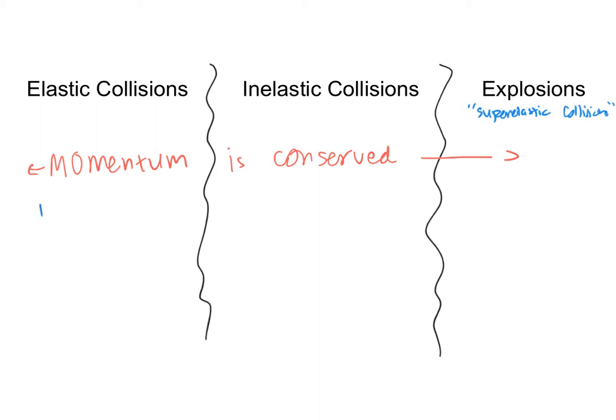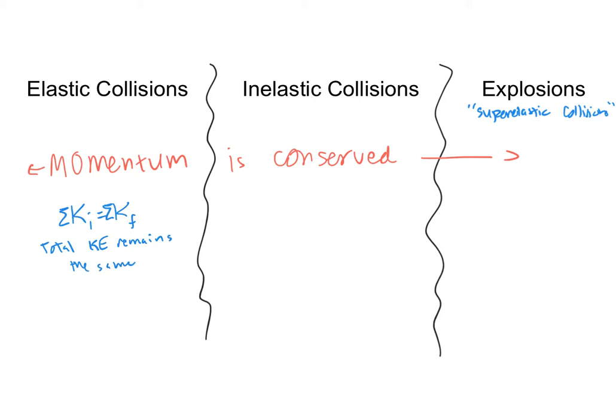So in elastic collisions, kinetic energy is conserved. So our initial kinetic energy, which I will represent as Ki, is equal to our final kinetic energy. And of course, we are looking at the sums of both. So another way to word this is that total kinetic energy remains the same before and after the collisions.